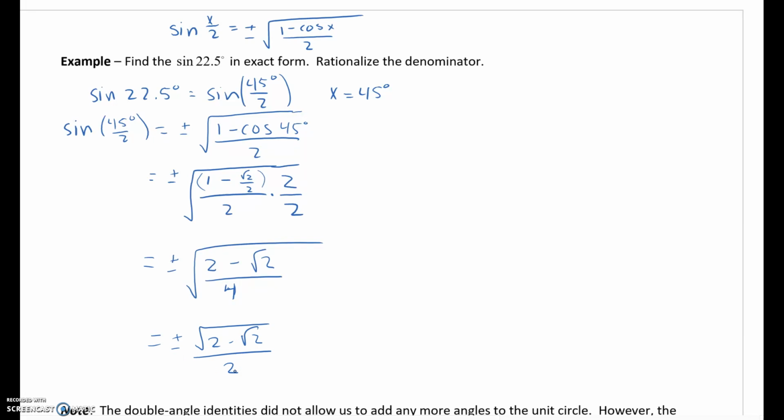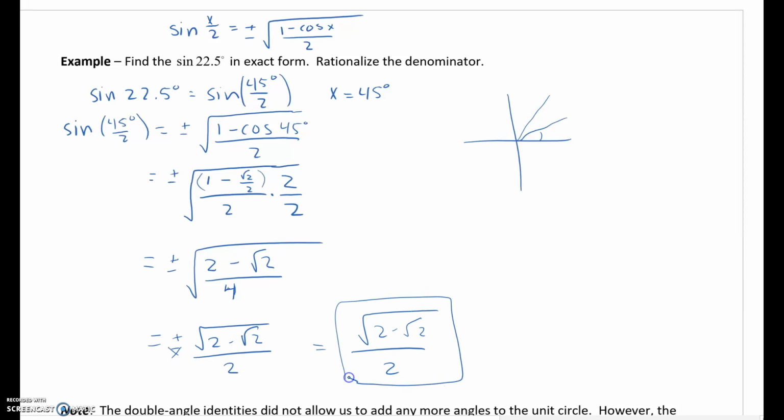Now, the plus or minus we have to figure out. So I'm trying to find the sine of 22.5 degrees. So this half angle, this is 45 right here. Let me erase that. That's 45. 22.5 is half of that, right? So 22.5 is right here. It's in the first quadrant. So the sign in the first quadrant is going to be positive. So we're not going to do the negative. We're just going to do the positive. So my answer is the square root of 2 minus root 2 all over 2. That is your answer.